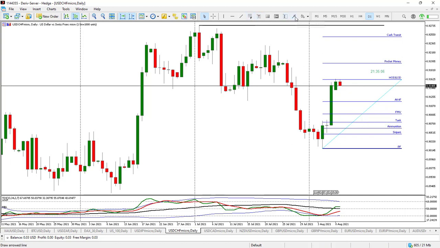Now this is what I'll be expecting to see. The market to test the flip zone of this candle from the swing low, or they might target this one. And then going with USD CAD.